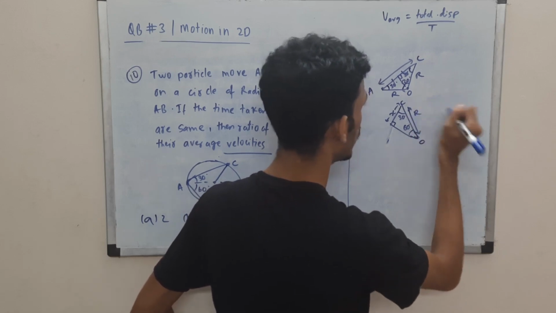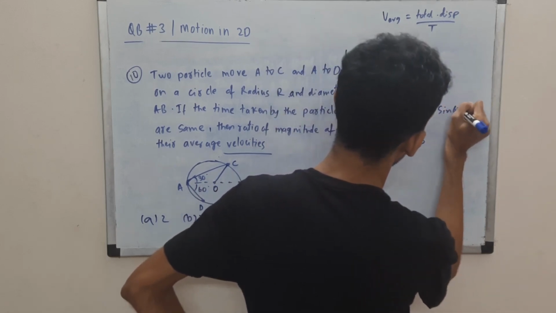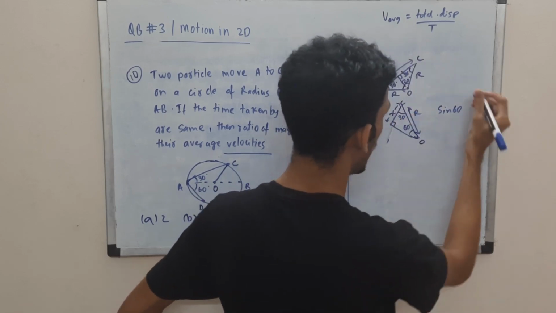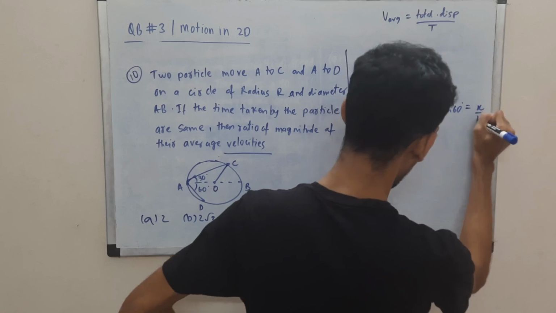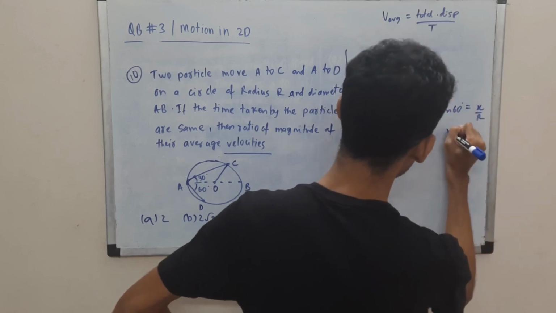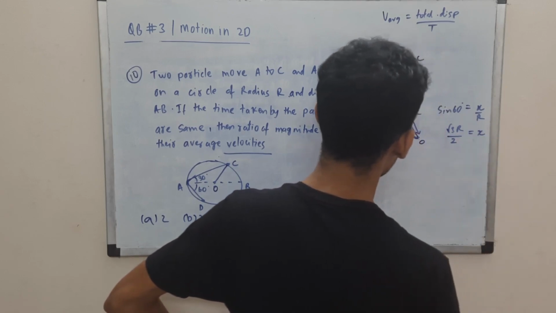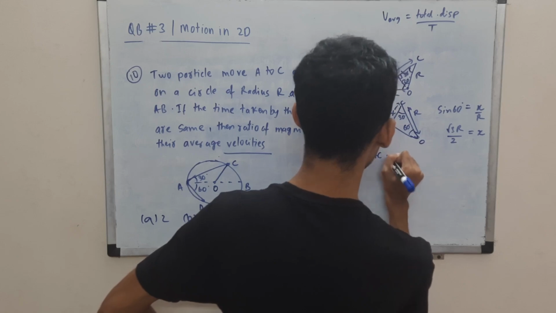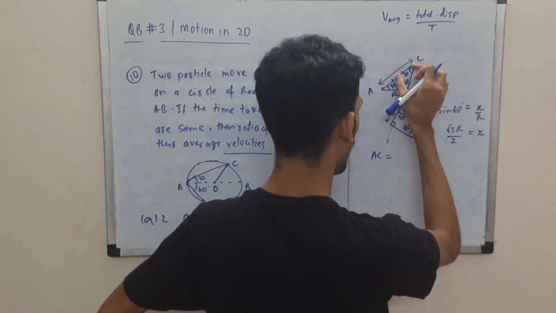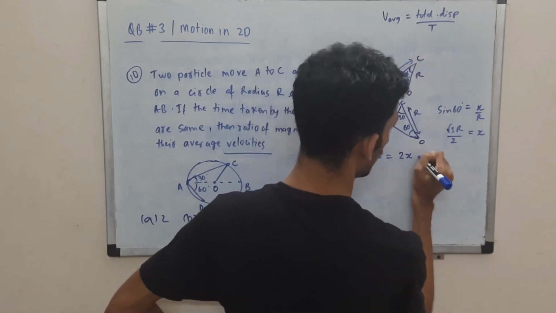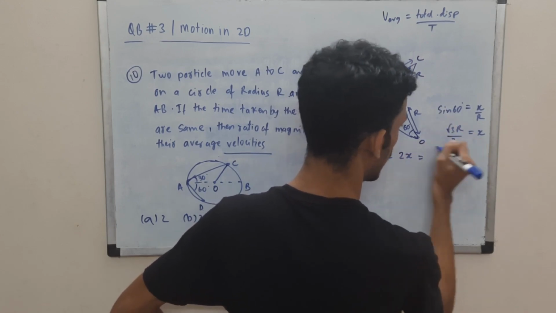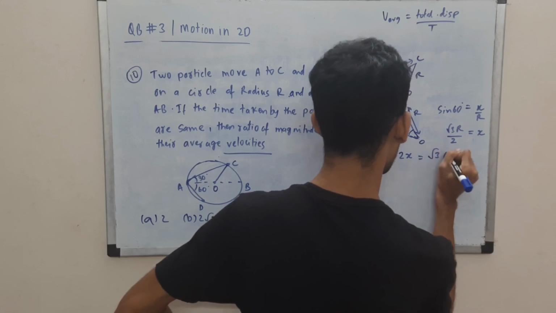So what we can use is sine 60. Sine 60 will be opposite upon hypotenuse. So it is x by r. This is root 3 by 2. So x is root 3 r by 2. And we want AC. AC is 2 times x, right? So this 2 and this 2 will get cancelled, and we'll have root 3 times r.